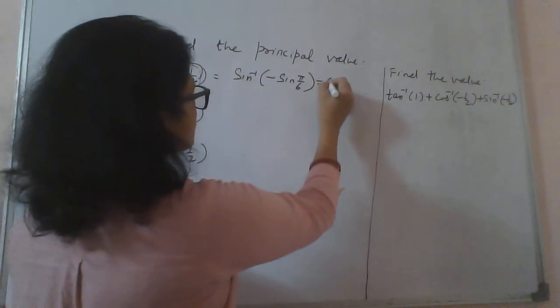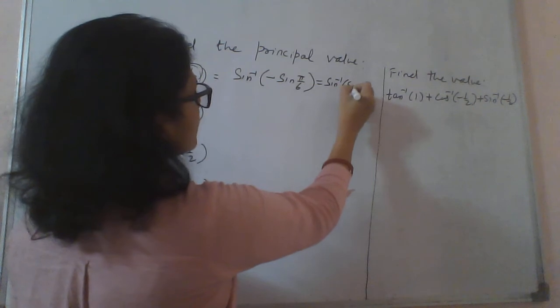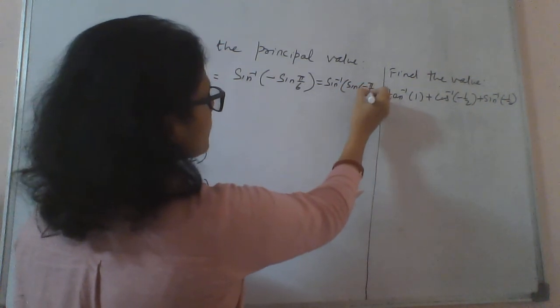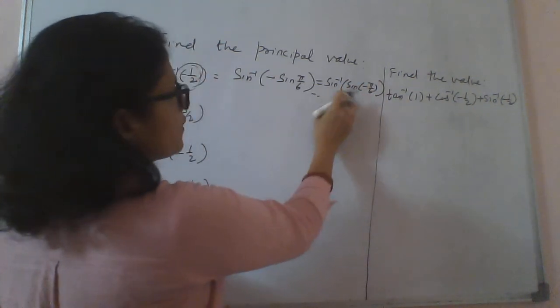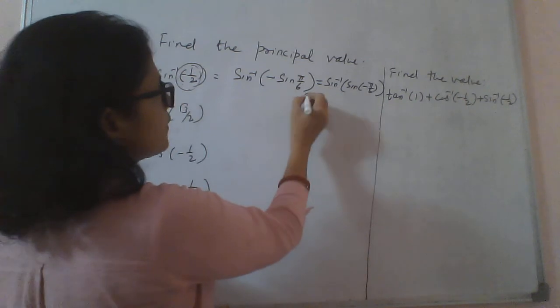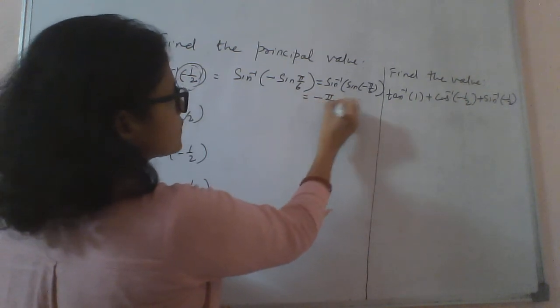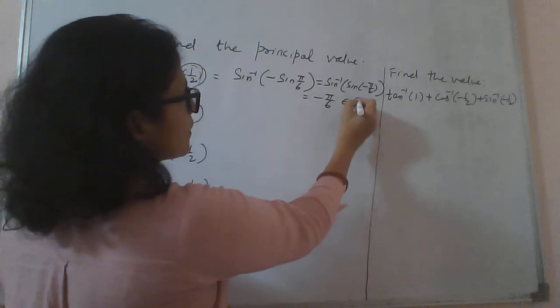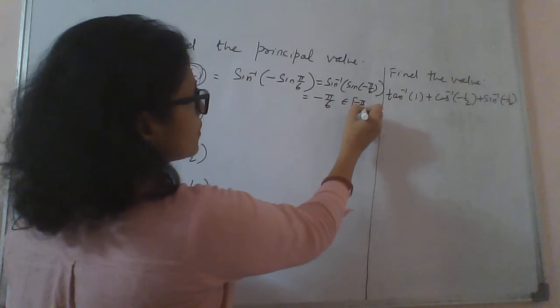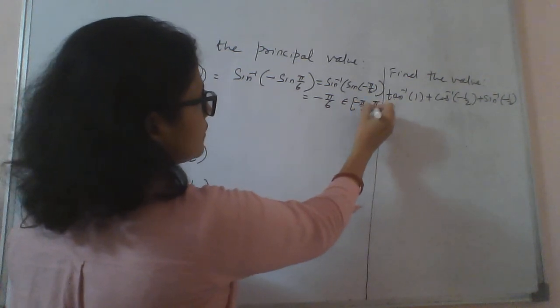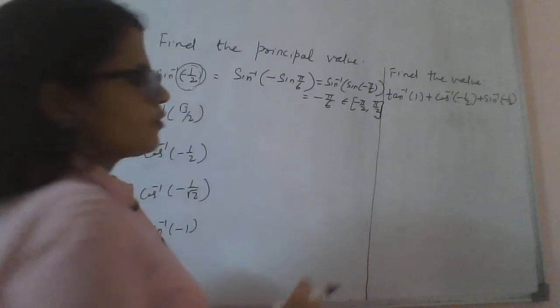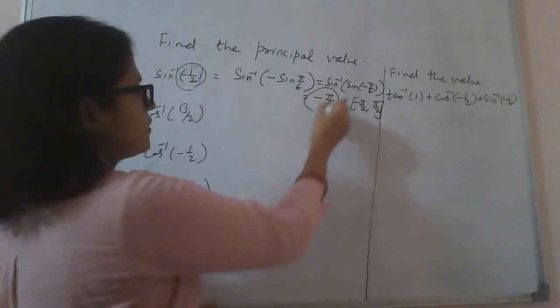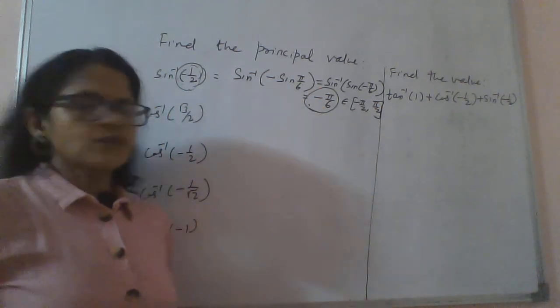So it is sine inverse sine minus pi by 6. Sine inverse sine theta is theta. So minus pi by 6. Just to check, it belongs to the interval minus pi by 2 to pi by 2. So this is the value of this function.